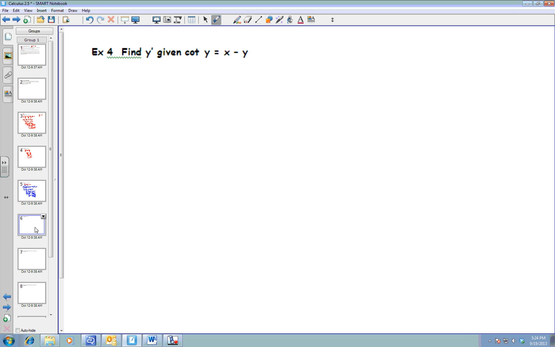Find y prime given cotangent y equals x minus y. All right, so first of all, if you don't know what the derivative of cotangent is, it's on one of your note sheets with the derivatives of all the trig functions. The derivative of cotangent is negative cosecant squared y. Now this had a y with it, so I was taking the derivative with respect to y, so I need to put either dy dx or we're going to put y prime.